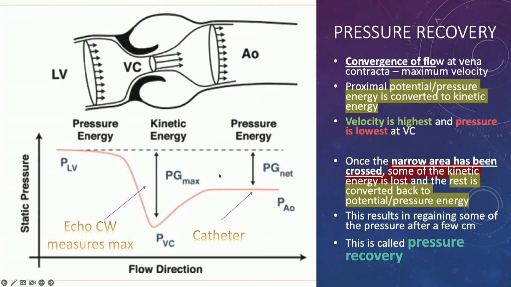Okay? So when we're measuring the gradient by echo, we're going across the whole valve. It measures the gradient between the initial and the lowest here. Whereas when we're measuring by cath, we put the cath transducer in the ascending aorta and in the LVOT, it's going to give us the difference between the initial and the recovered. That's why we'll notice a lot of times that the pressure gradient on cath is much lower than on echo.